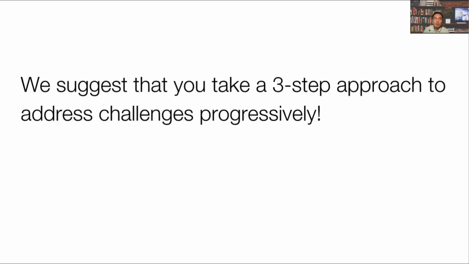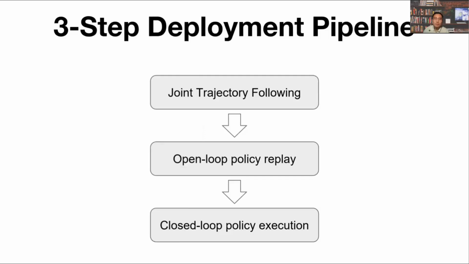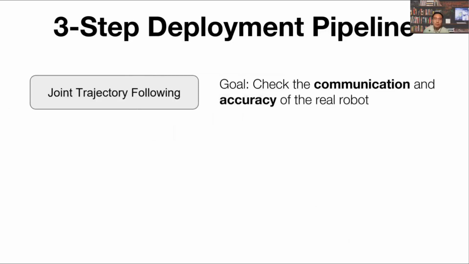Given all these challenges, we suggest that you take a three-step approach to address challenges progressively. First is to deploy joint trajectory following. Second is open-loop policy replay. And the final is closed-loop execution.